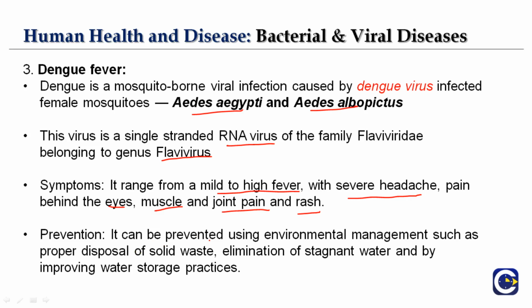Prevention. It can be prevented using environmental management such as proper disposal of solid waste and elimination of stagnant water, because that is a nice place for mosquitoes to grow in. So it is important to eliminate stagnant water, and to improve water storage practices. Okay.